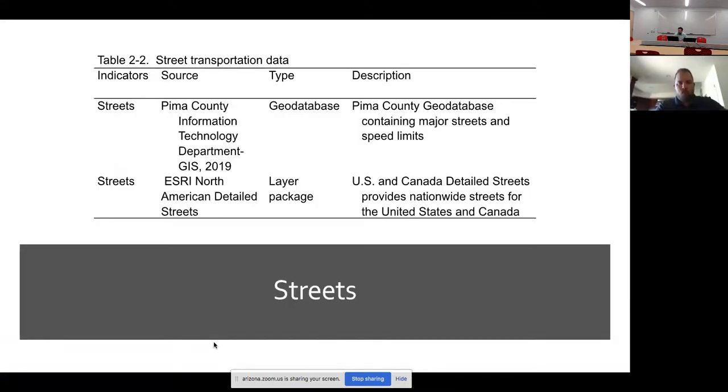Moving on to streets, since I did a network analysis for this project, I started off by collecting local data from Pima County, and I started to build a network data set. And a colleague of mine also pointed me to the ESRI North American Detailed Streets Layer Package, which is a massive data set, which I ended up working with.